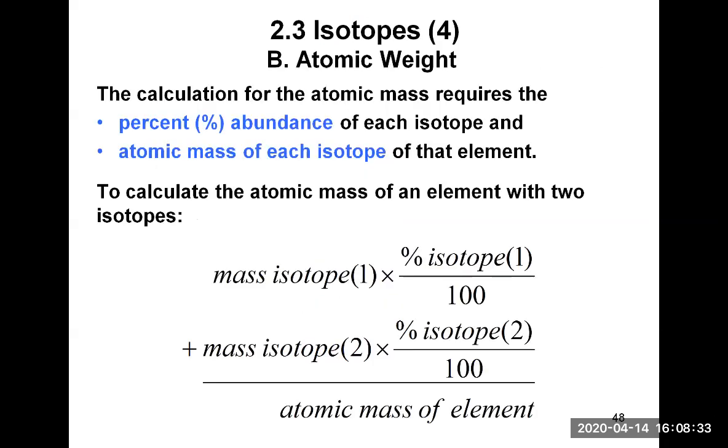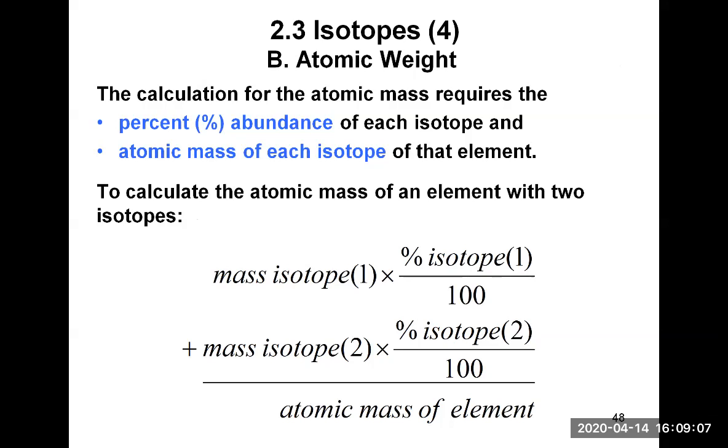So we will go through how to calculate the atomic mass of an element given the information necessary to get it. To calculate the atomic mass of an element, you will need to know the percent abundance of each isotope and the atomic mass of each isotope for that element. So you need all of that information to do it. This would be provided in a text problem.